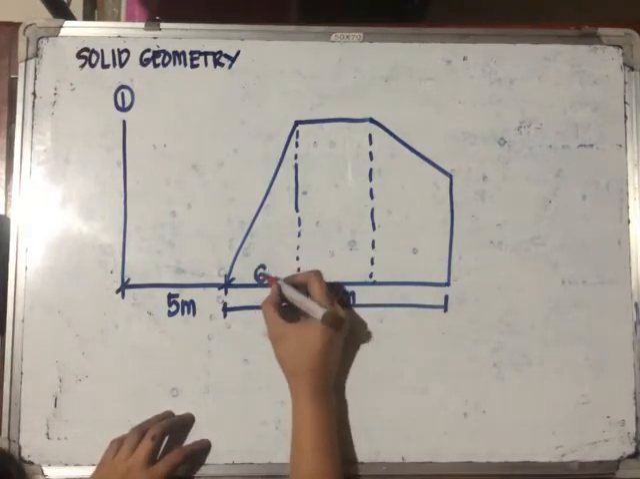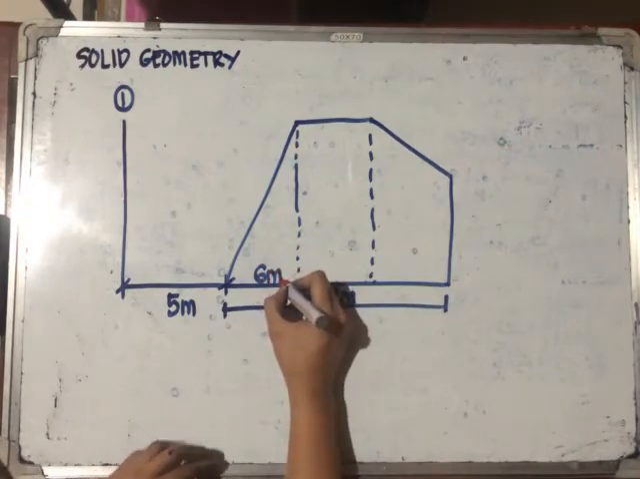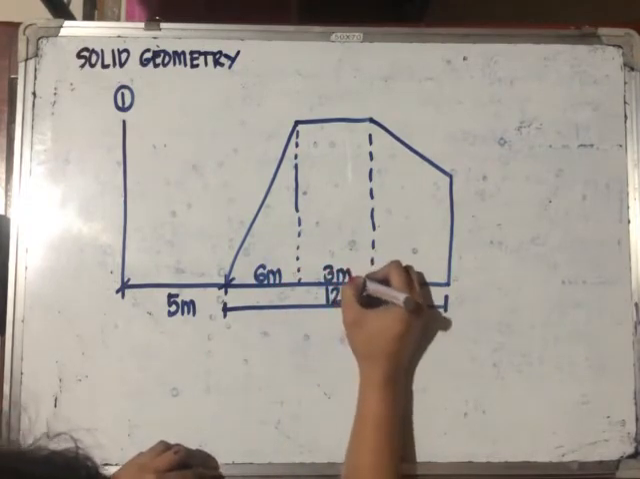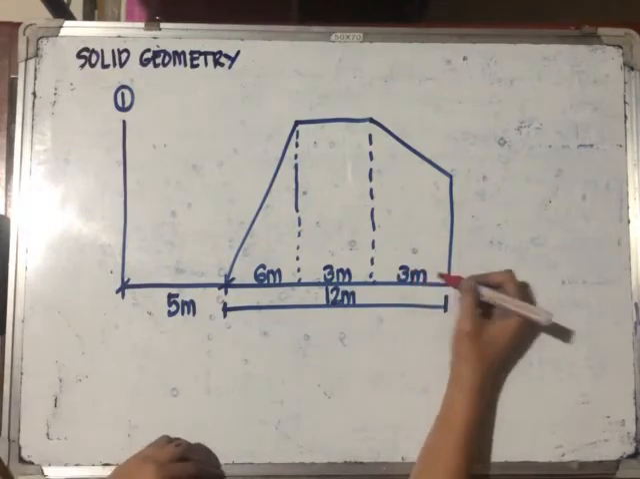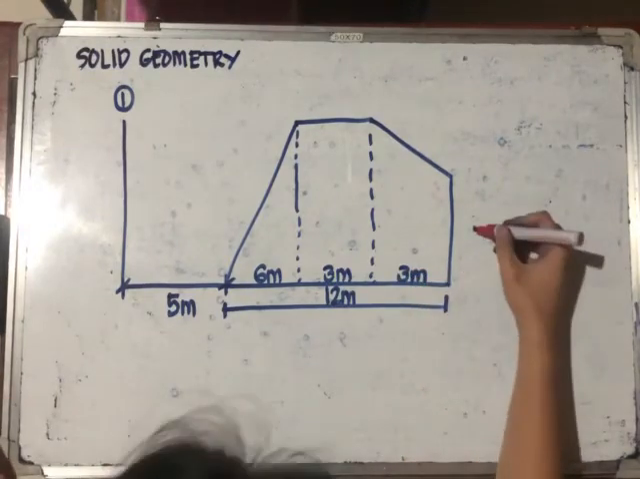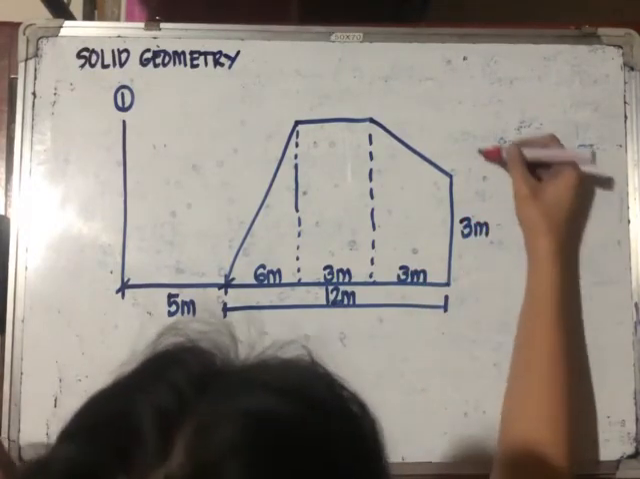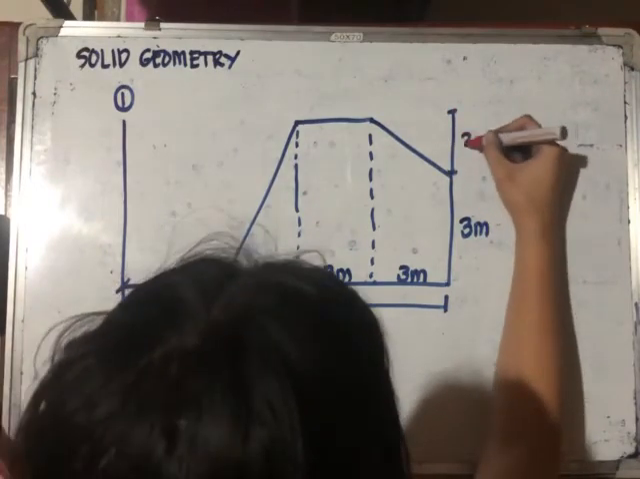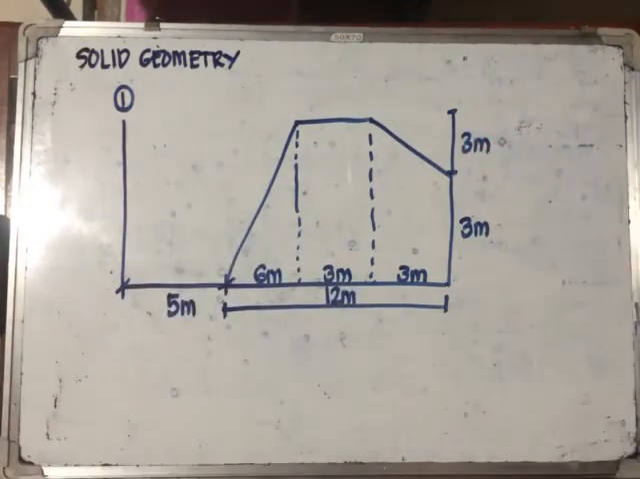This one is 6 meters. Ito naman is 3, and this is 3 meters as well. Tapos, 3 meters dito. Tapos, ito, 3 meters ulit. Okay? We need to get the volume daw.